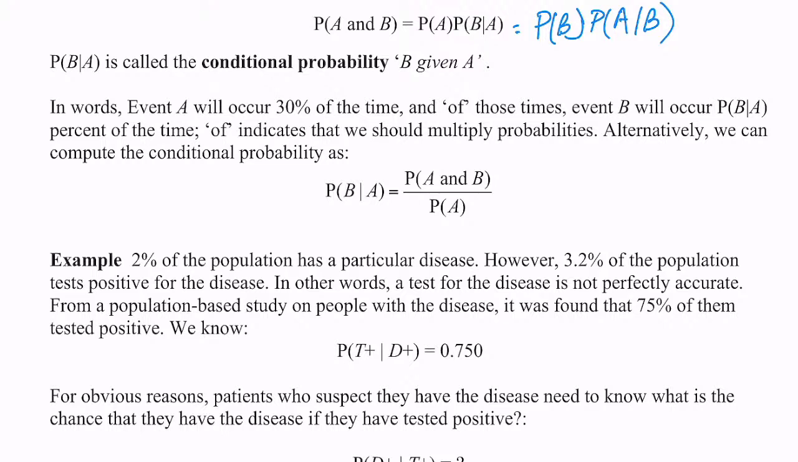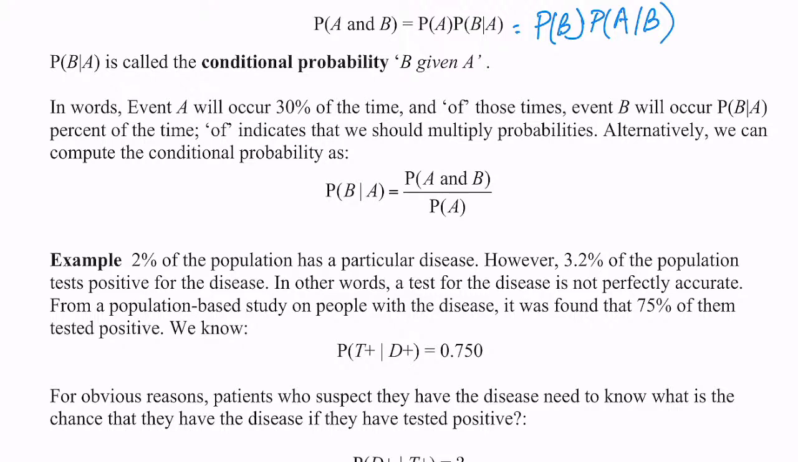So this is mathematically in statistics. I really need to stress you have to understand the difference between intersection and conditional. Okay, so I've given you several exercises in the online quizzes to practice this. Practice, try and identify which is intersection and which is conditional. So I think it's pretty clear here, the way it says it. From a population-based study on people with the disease, it was found 75% of them. So again, the subset, people with the disease, tested positive.